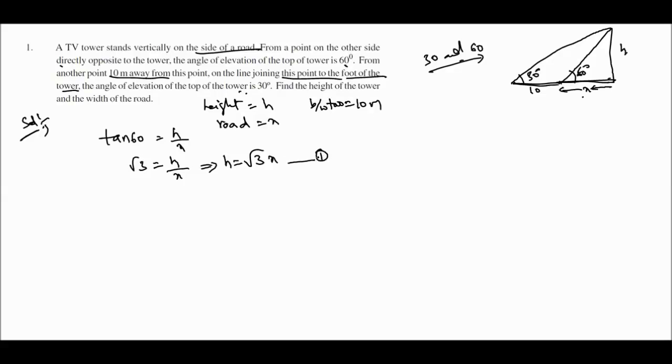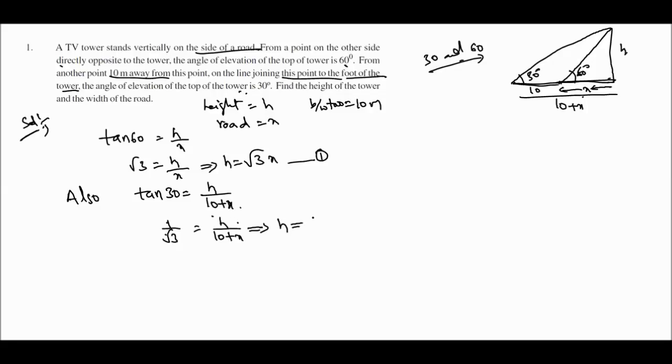The second one is tan 30. Tan 30 is equal to h by the total distance, which is 10 plus x. So tan 30 is 1 by root 3, which is equal to h by 10 plus x. So h is equal to 10 plus x divided by root 3.